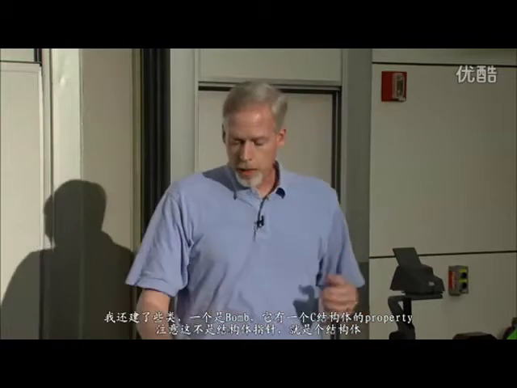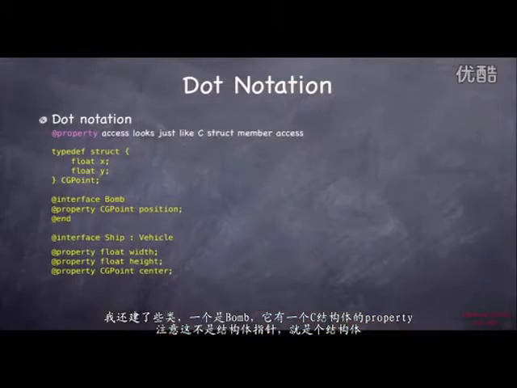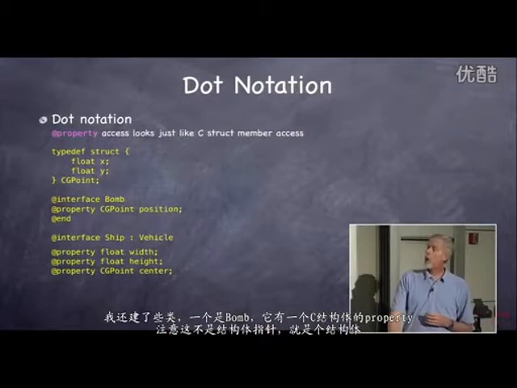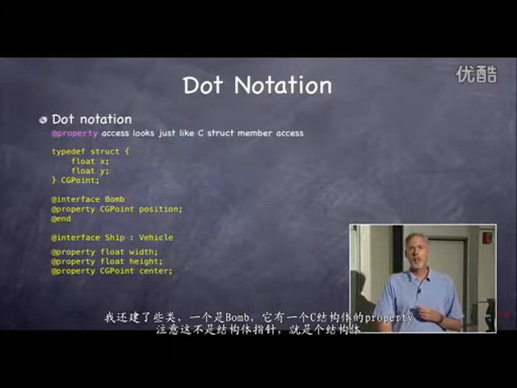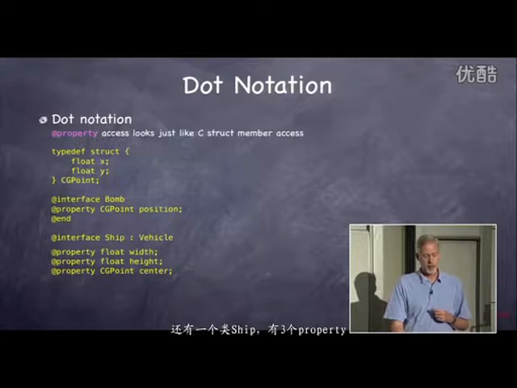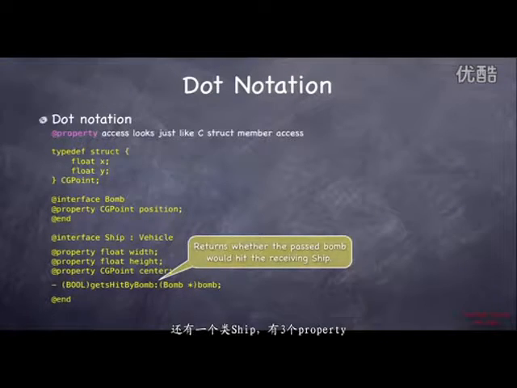Okay, so my little example here is I've created a couple of classes. One called Bomb, which has a property which is a C struct. And yes, you can have properties that are C structs. And notice it's not a pointer to a C struct. It is actually a C struct. Okay? And then I have another class, Ship, which has three properties, a width and a height, so it's a rectangular ship, and it's got a center point.